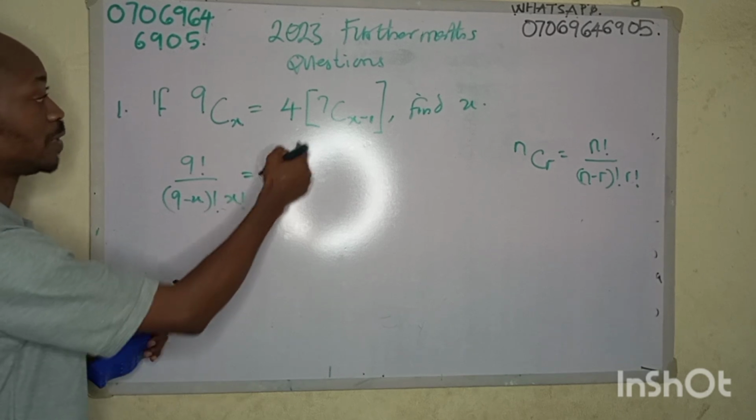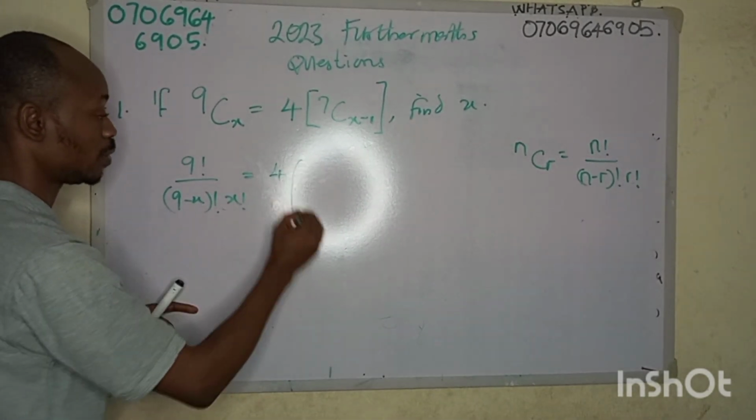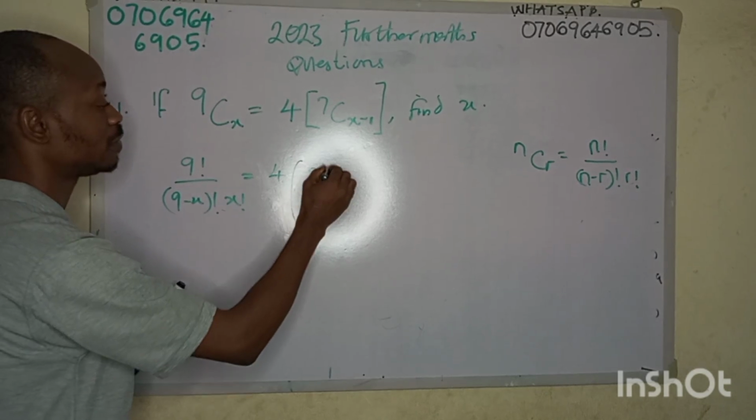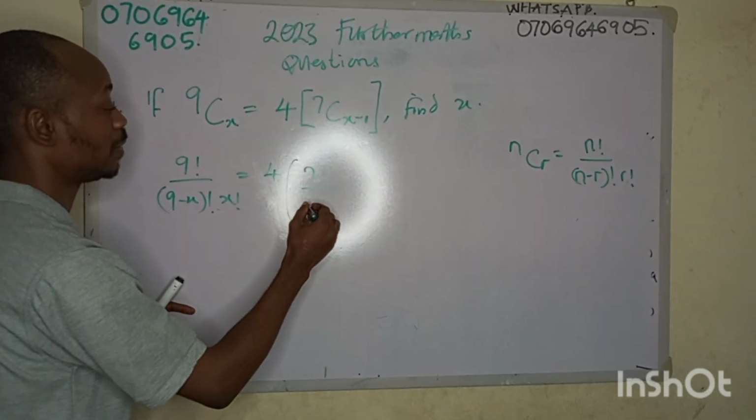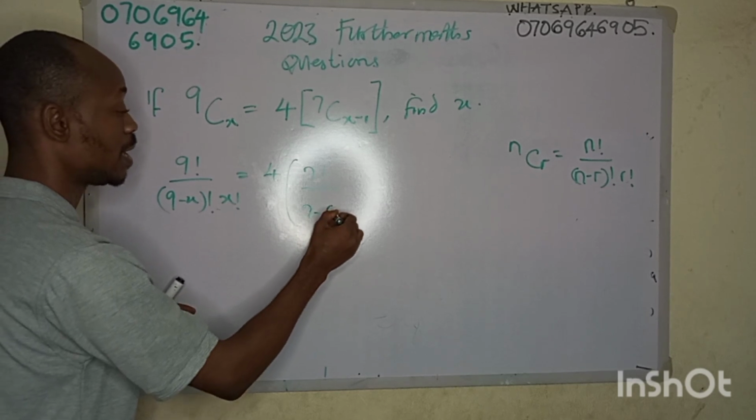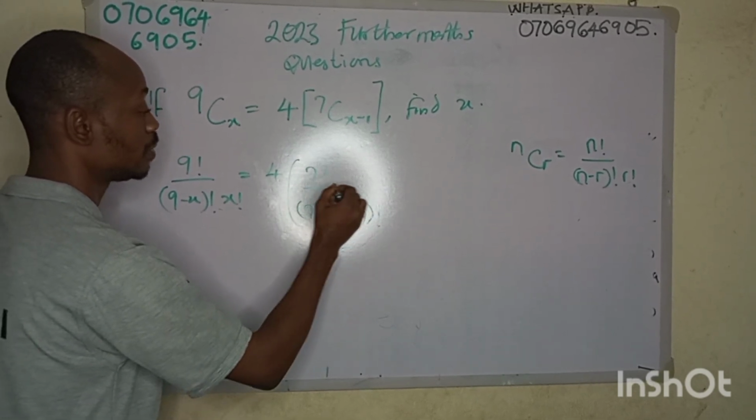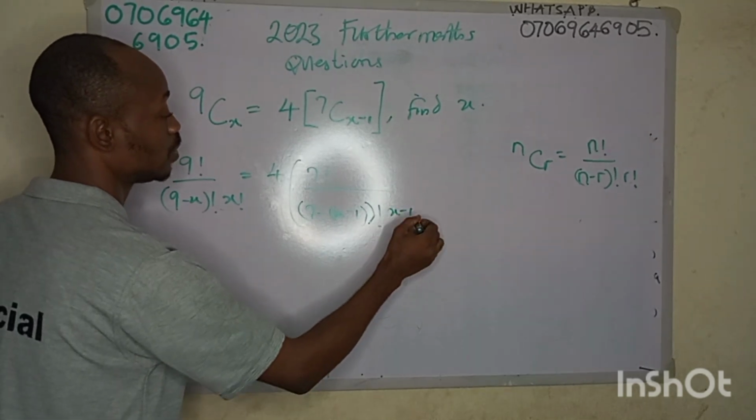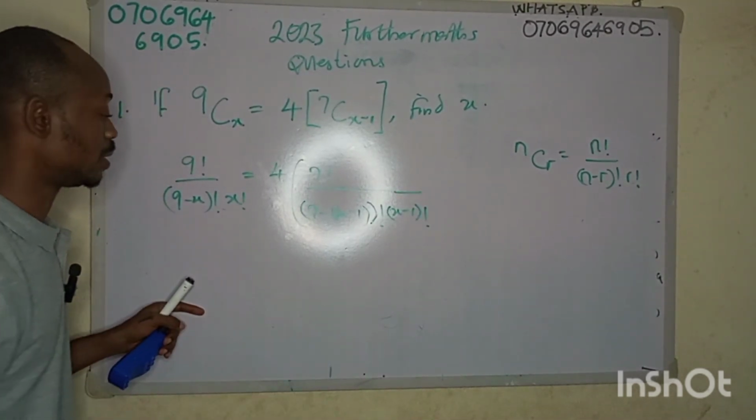We do the same thing here. We can do that 4 is multiplying the whole of this thing. So 4, then open a bracket, 7 factorial using the same formula of the combination. Then we have 7 minus x minus 1 factorial. Then x minus 1 factorial. So that's how we are going to do it.